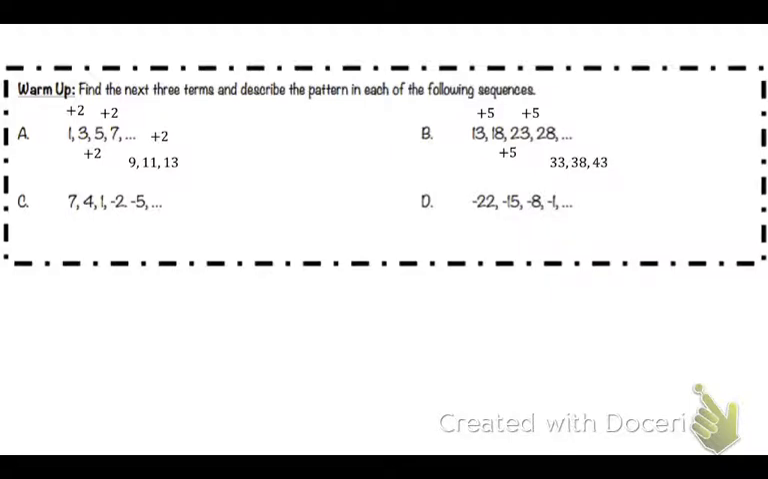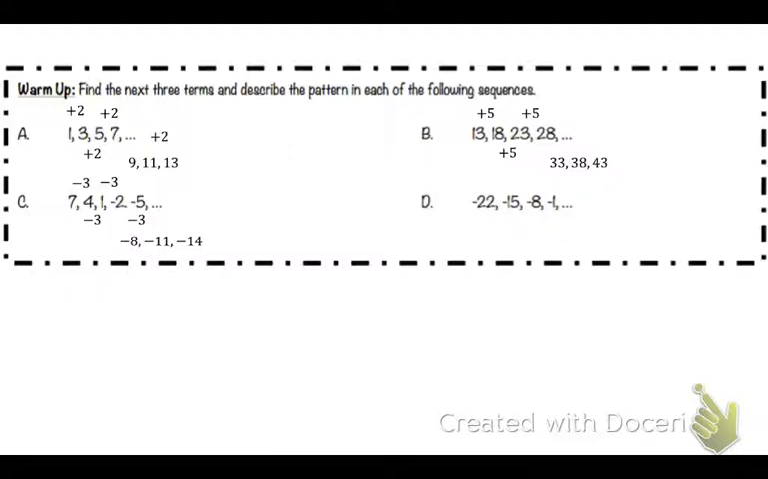Okay? Look at example C. 7 minus 3 is 4, so you can also subtract. 4 minus 3 is 1. 1 minus 3 is negative 2. Minus 3 is negative 5. So we're going to keep subtracting 3, which means we get negative 8, negative 11, negative 14.